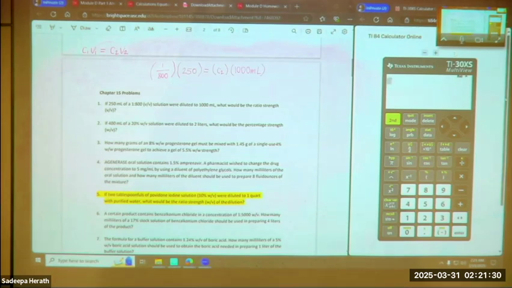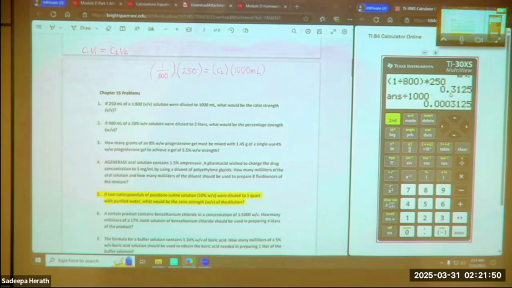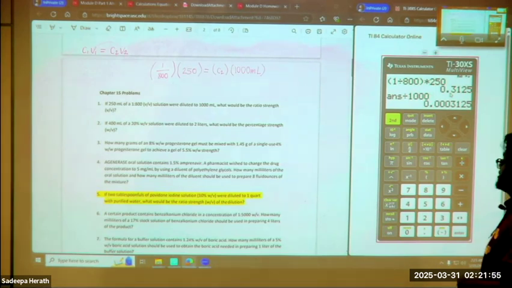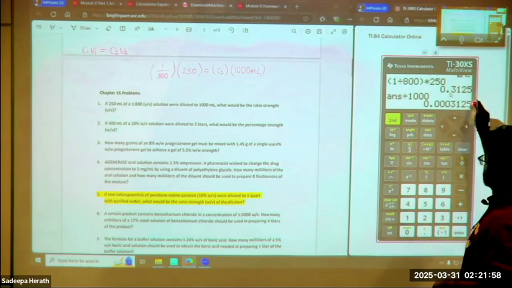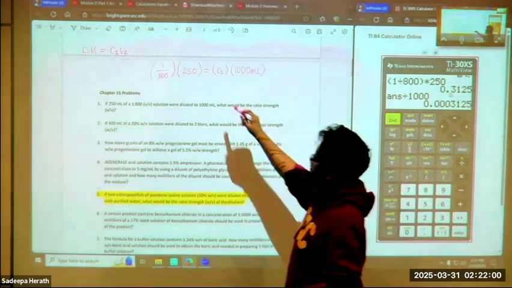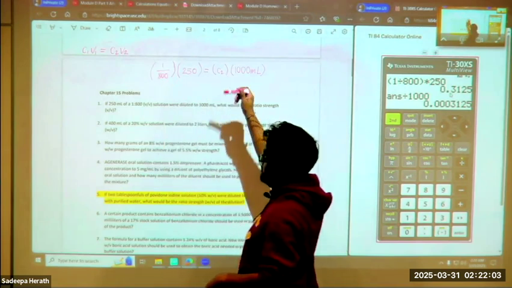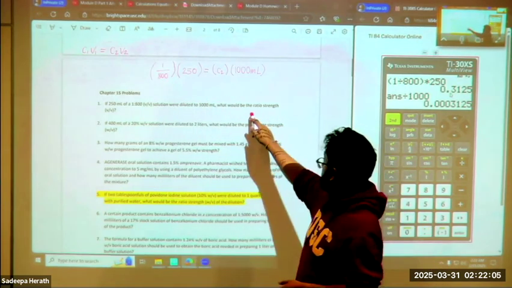So we get to our calculator here. We can do 1 divided by 800 times 250 divided by 1000. So that's what our answer is, in its fully divided form. So in fully divided form, we need to find the ratio strength.